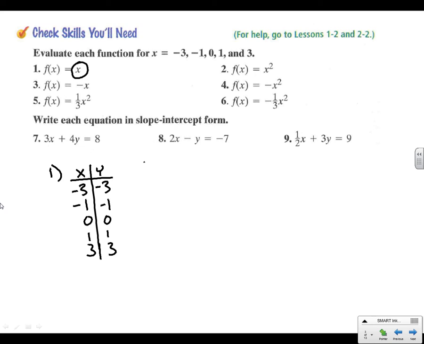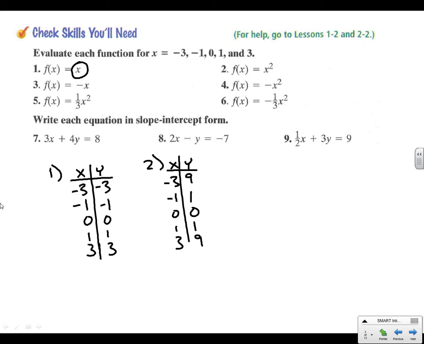And maybe I should do 2 as well, just to make sure we can clearly see what's going on. Our x's are still -3, -1, 0, 1, and 3. Our y's then are -3 squared, so 9. -1 squared is 1. 0 squared is 0, 1 squared is 1, and 3 squared is 9.